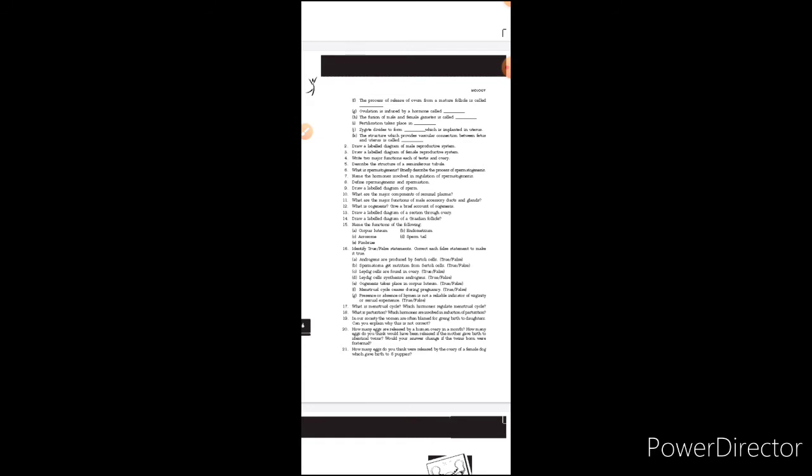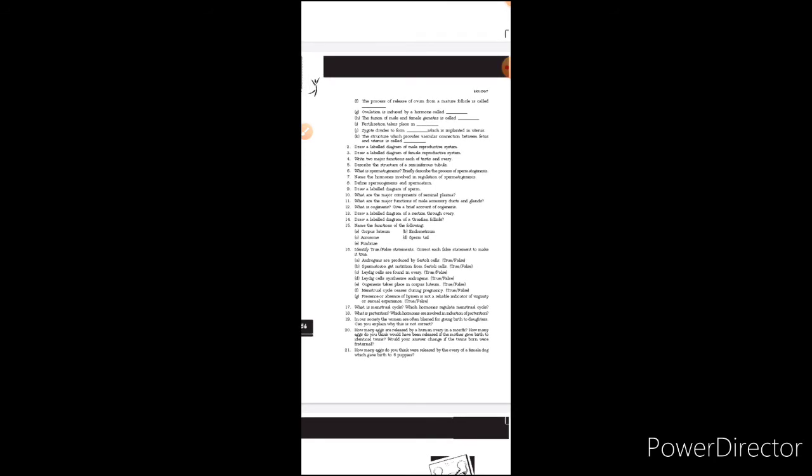Question number nine, you have to draw a labelled diagram of sperm. Question number 10, what are the major components of seminal plasma? Question number 11, what are the major functions of male accessory ducts and glands? Question number 12, what is oogenesis?